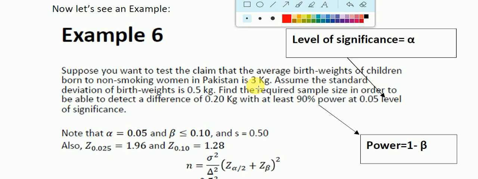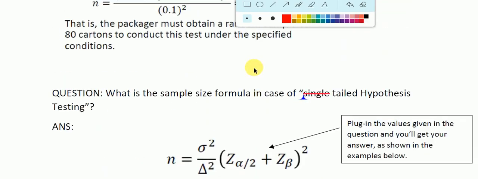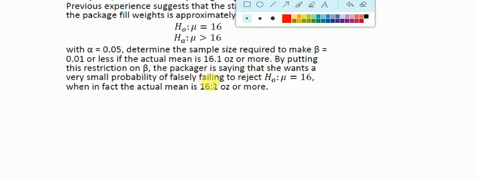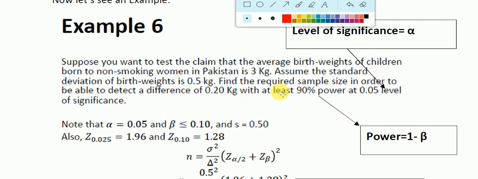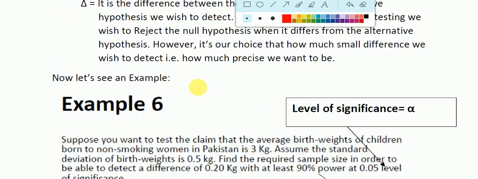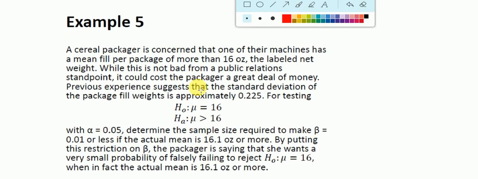Why is this a two-tailed hypothesis testing? If the average birth weight is lesser than 3 kg, then the null hypothesis gets rejected. If the average birth weight is greater than 3 kg, we are also rejecting the null hypothesis. But in the previous example, we weren't rejecting the null hypothesis if it was lesser than 16 ounce. So we were dealing only with one side of the tail there, but over here we are rejecting it in both cases. That's why this is a two-tailed hypothesis testing and that is a one-tailed hypothesis testing.